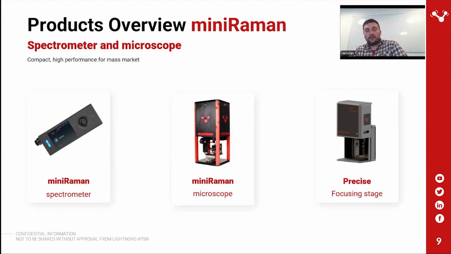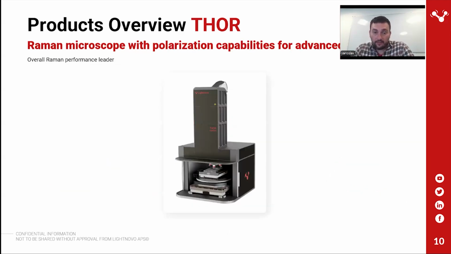Another product line is the more compact mini Raman spectrometers and microscopes. The advantage of this product line compared to RG is that they are more compact, but due to compactness there is a trade-off, so they are a bit more limited in terms of performance, such as resolution or choice of wavelengths. Then we also have quite an advanced product line, SOR, Raman microscopes and spectrometers. It's a tool for advanced researchers and the overall Raman performance leader, with advanced capabilities like measurement of 16 polarization channels simultaneously. But on this system we'll have a separate webinar.